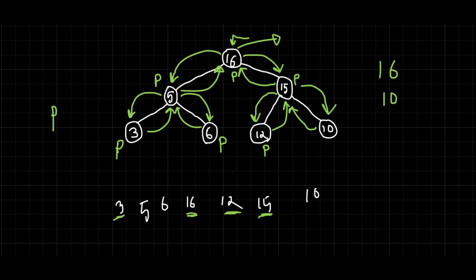And by simulating the in-order traversal, we have found these two missing values, and if we swap these two values, this tree will become a perfect binary search tree. I hope you understood the algorithm. Now let's move on to the code.